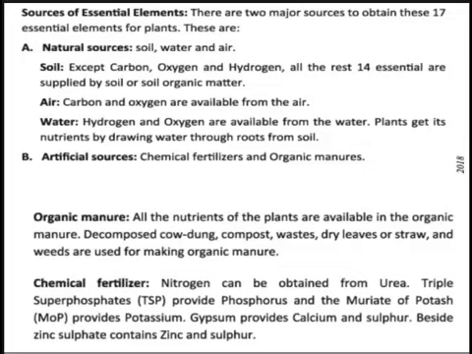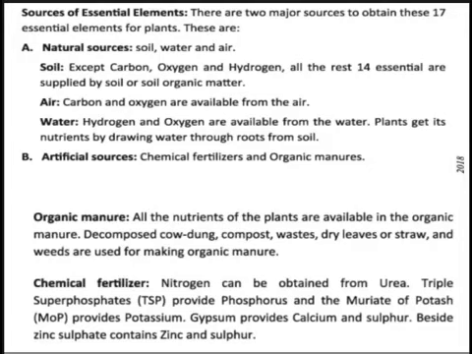From the air we will get two essential elements, one is carbon, another one is oxygen. And from water, we will get two essential elements, one is hydrogen, another one is oxygen. Plants get their nutrients by drawing water through the roots from the soil. That means hydrogen and oxygen plants can take from water by absorbing through the roots from the soil.